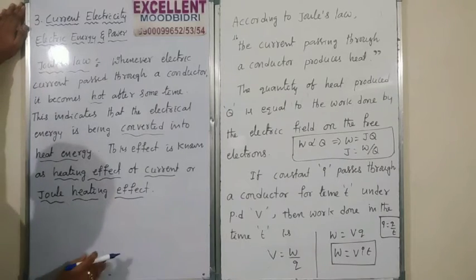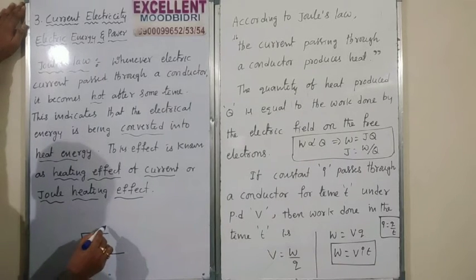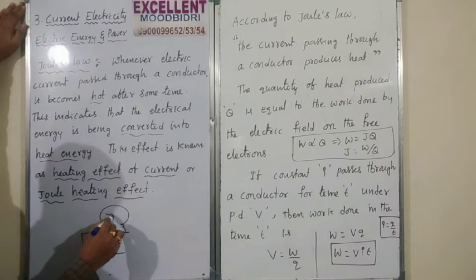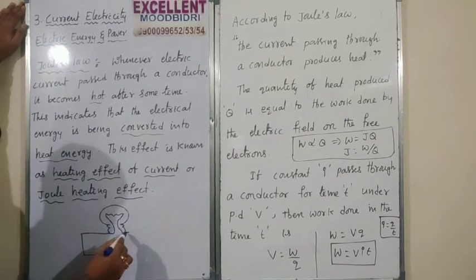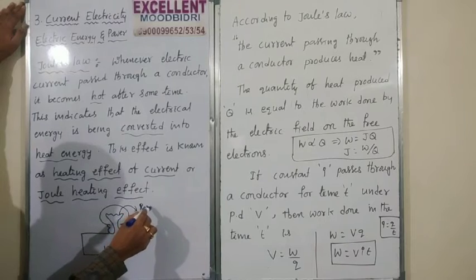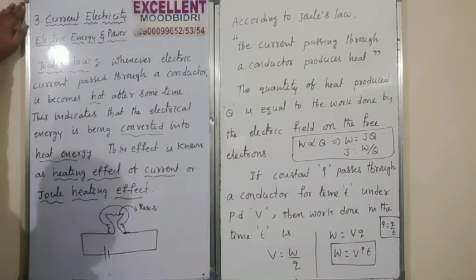Correct or not? So for example, here I have one cell. Now I will give you one resistor, in the sense of one bulb, in this direction. The bulb has one filament, and the filament is made of tungsten only. Therefore this is a good resistor. Now we will make the circuit in this direction.